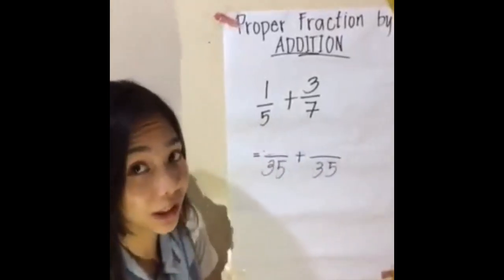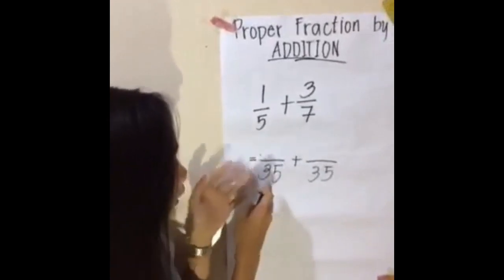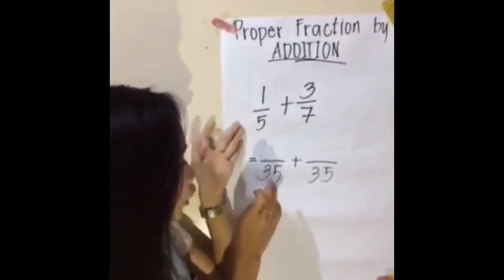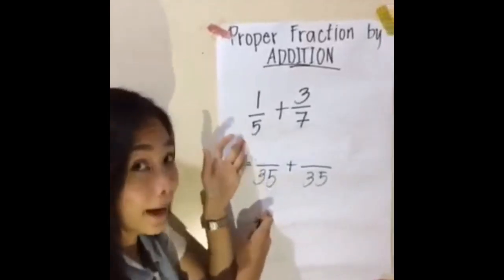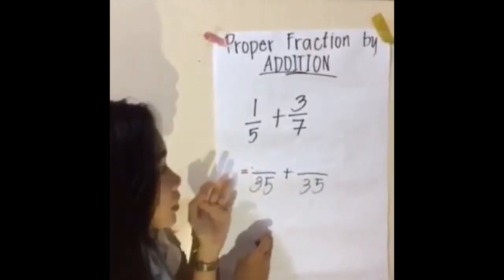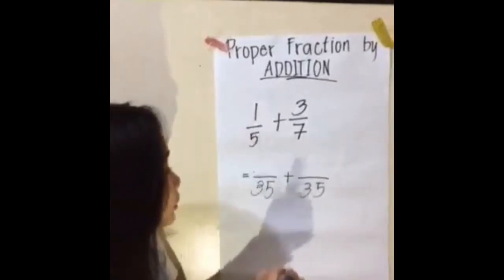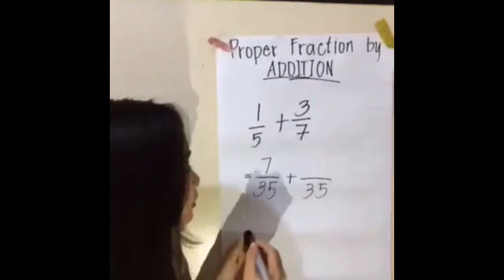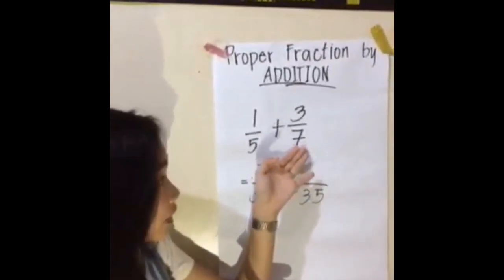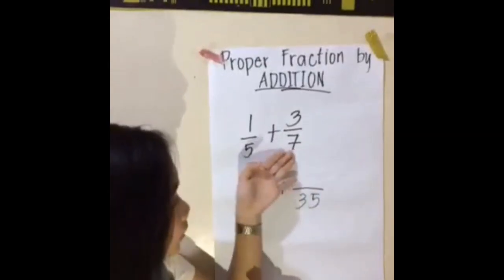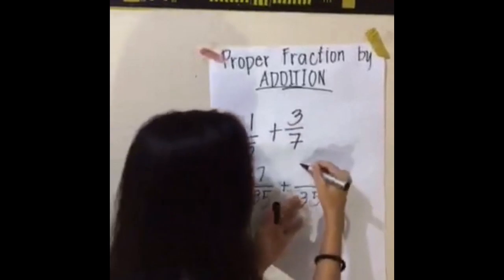To get the numerator, you should divide the least common denominator by the denominator. So 35 divided by 5 is equal to 7, times 1 is equal to 7. 35 divided by 7 is equal to 5, times 3 is equal to 15.